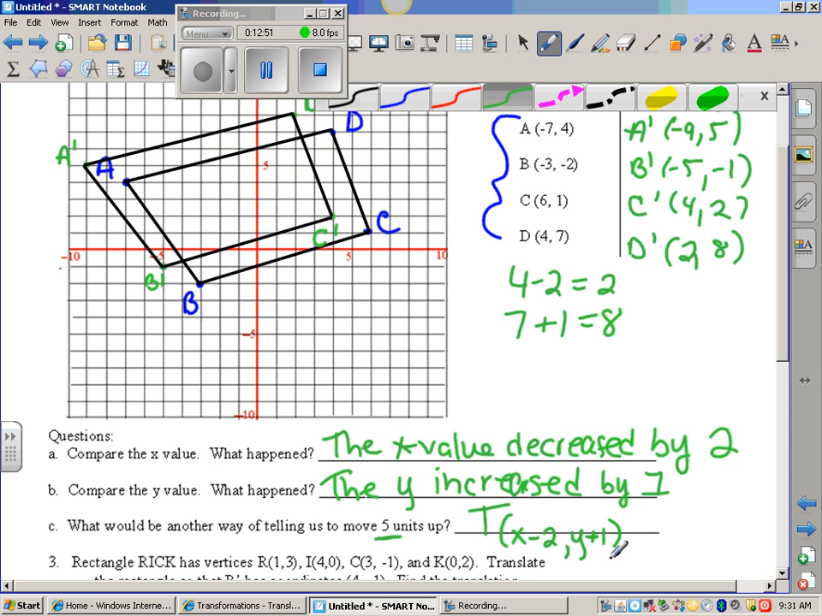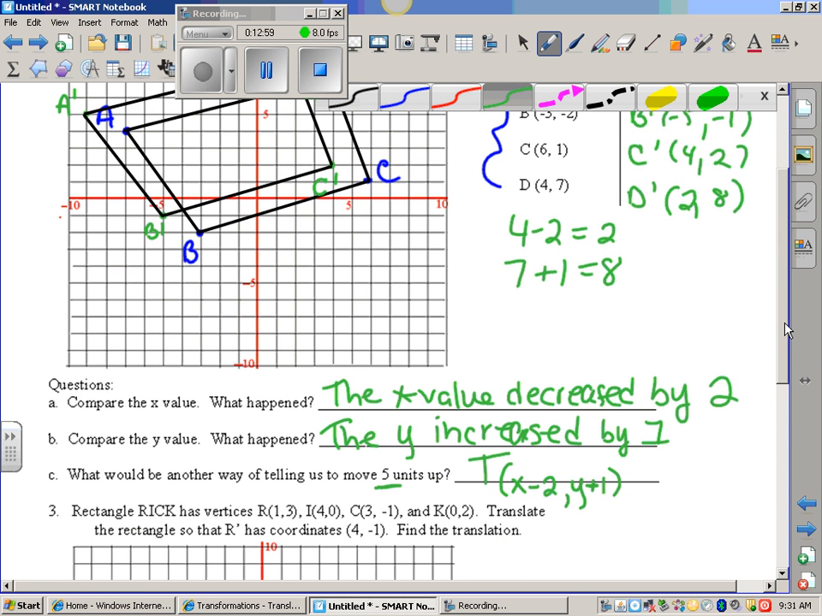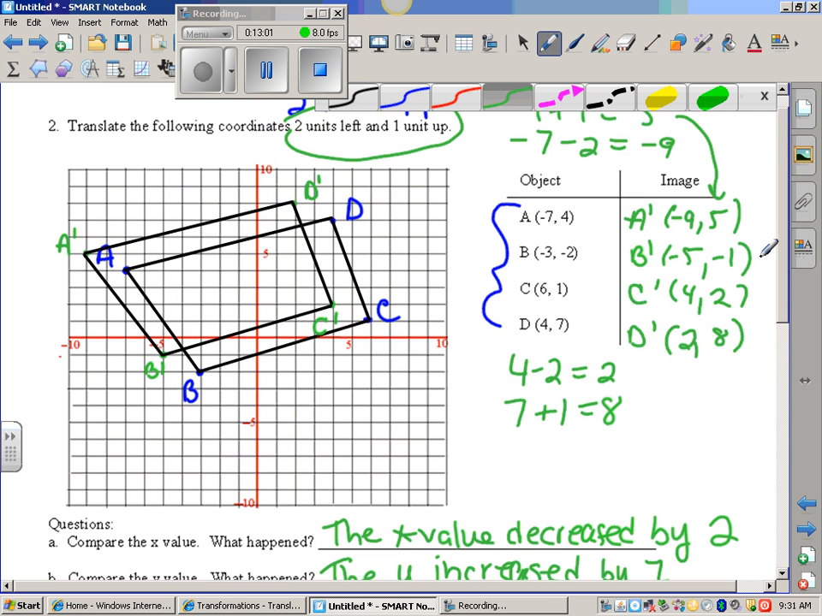So this notation is the same thing as telling you to move left 2 and up 1. That's it for your translation. All right, it's just shifting your shape. You get completely congruent shapes, guys. They just moved left, right, up, down, or a combination of them.